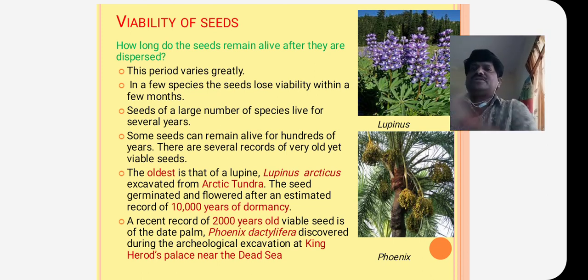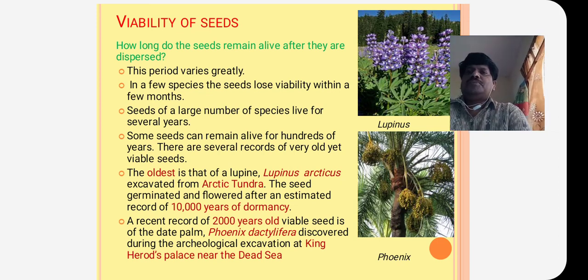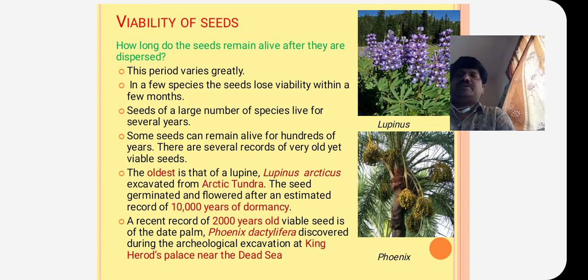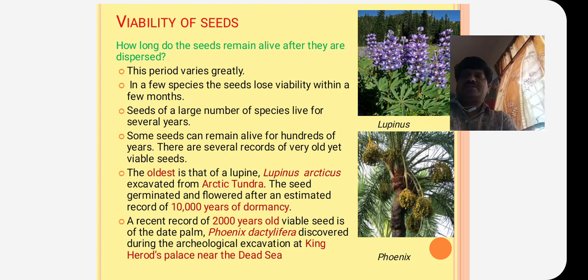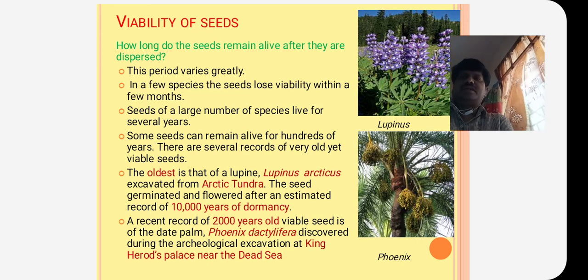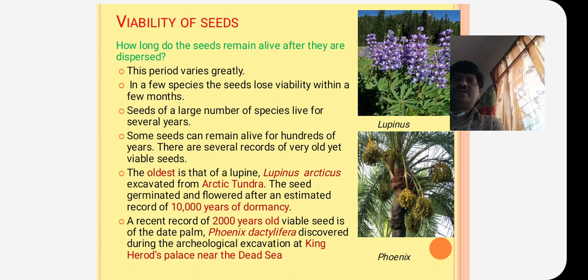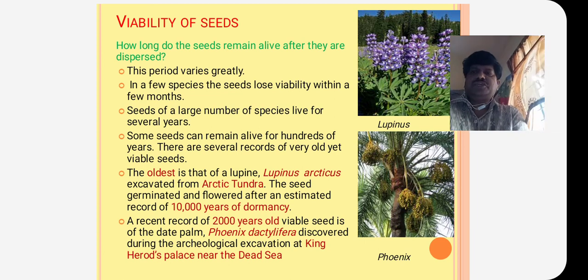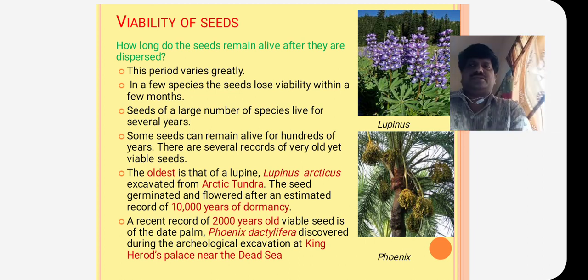There are several records of very old yet viable seeds. The oldest one, Lupinus arcticus, that was excavated from the Arctic tundra. The seed germinated and flowered after an estimated record of 10,000 years of dormancy. And there is also another recent record of a 2,000 year old viable seed of Phoenix dactylifera, date palm, that was discovered during the archaeological excavations at King Herod's palace near the Dead Sea.